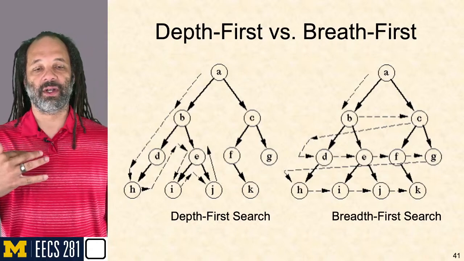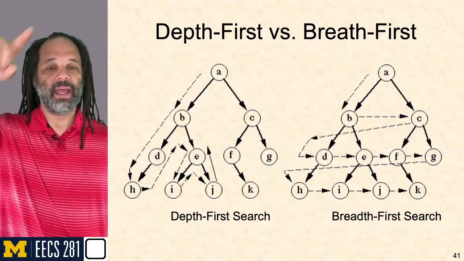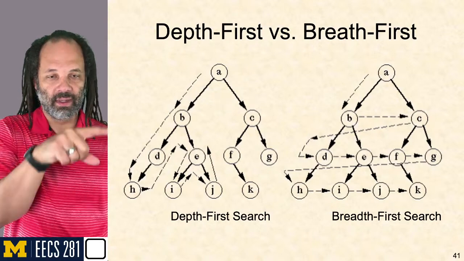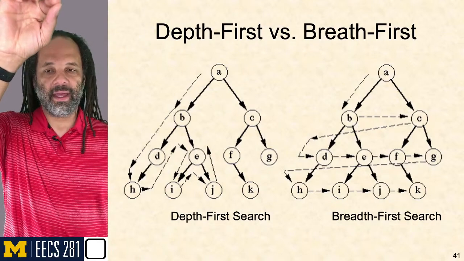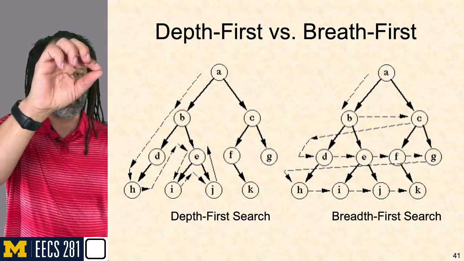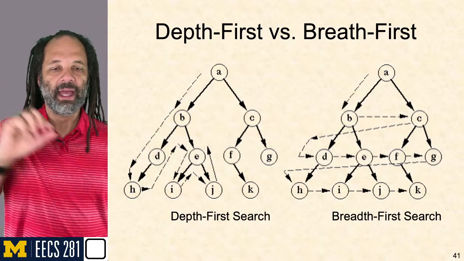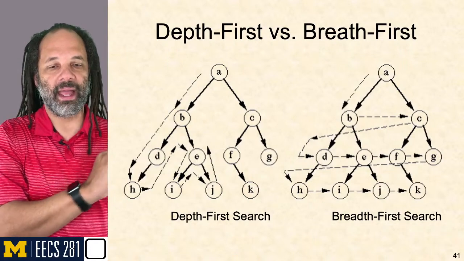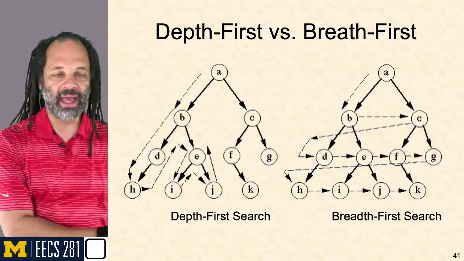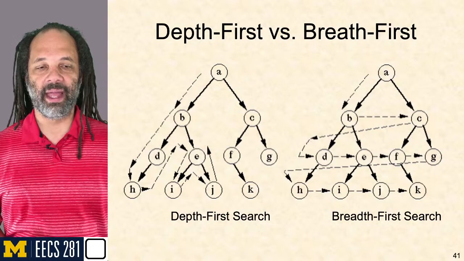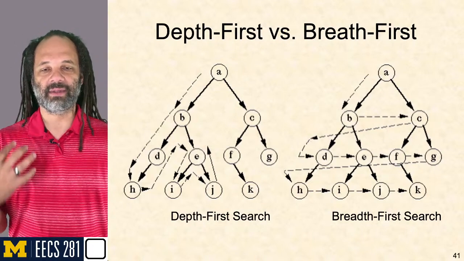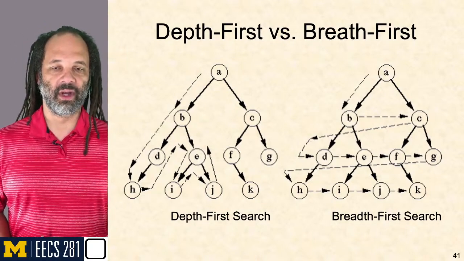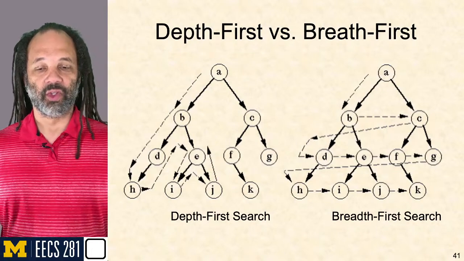In a breadth first search, you see that we start at the top and work our way across, right? So first we do A, then we do B and C at the next level, because those are both one step away from A. Then we do D, E, F, and G. Those are all 2 steps away from A. Then we do H, I, J, and K. Those are all 3 steps away from A, and so on. So that's how depth first versus breadth first looks in trees.